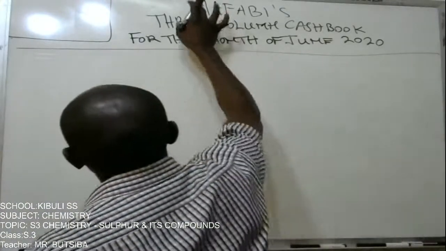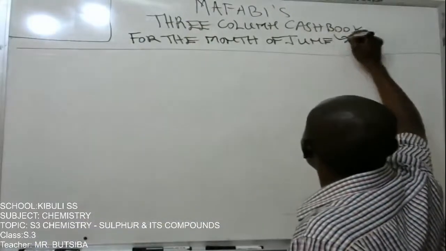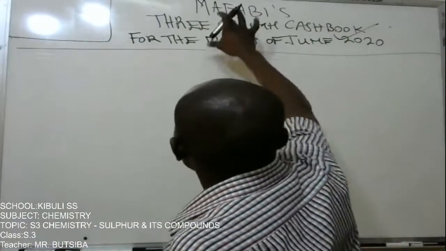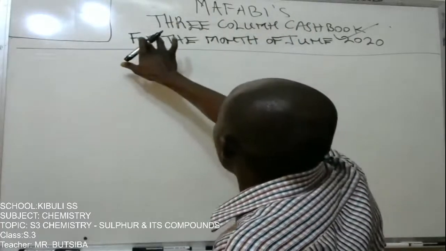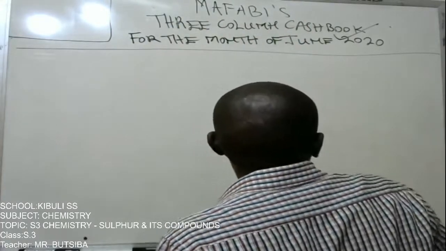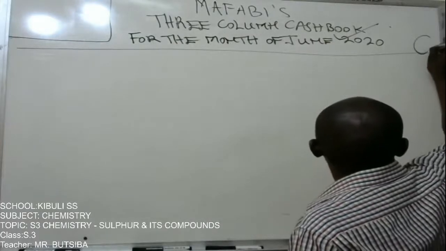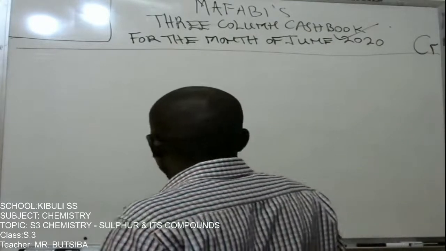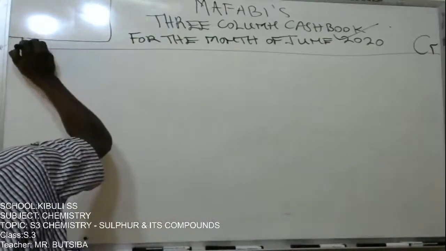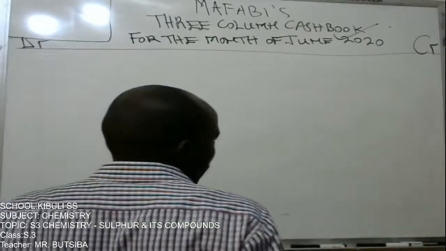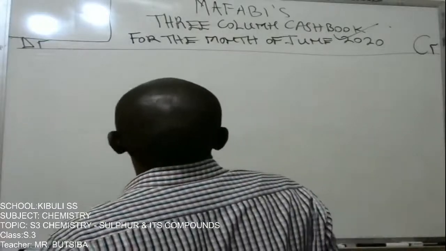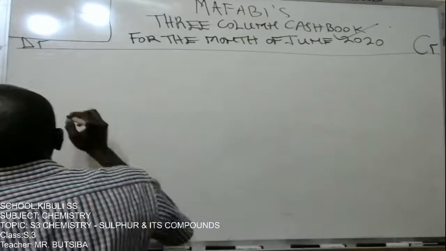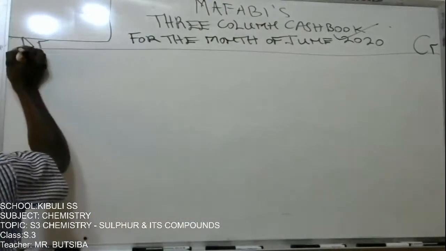After writing your title already, you know you have a tick there for a correct title in 3 lines. The business name, the type of book, and then the period. Then the next thing to do is to name the different sides. You say debit and then credit. Debit on your left hand side, credit on your right hand side. Then you proceed and draw the respective columns.